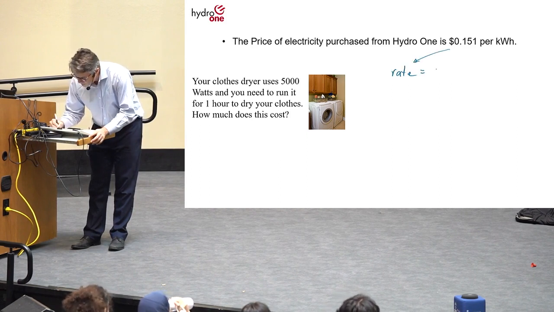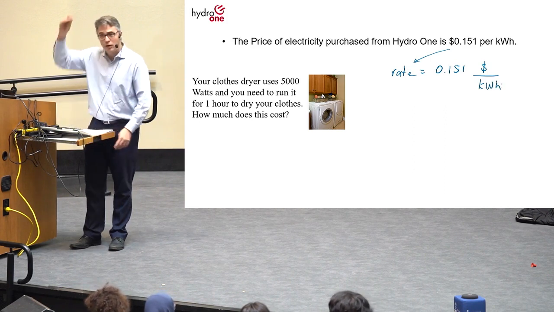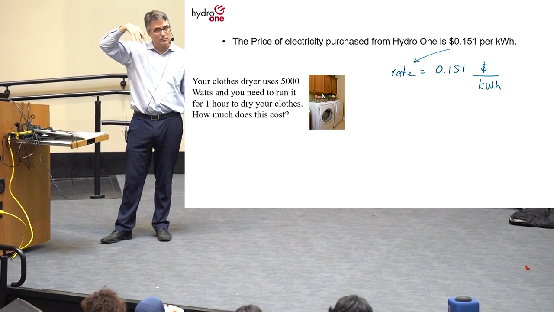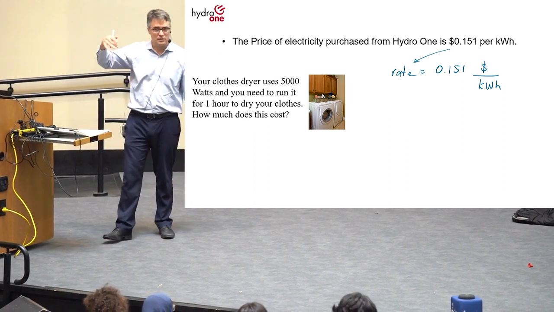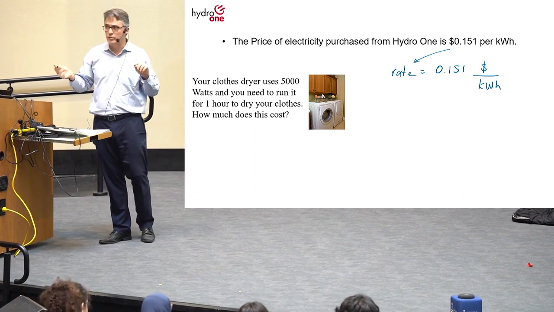The rate is 0.151. I would call that dollars per kilowatt hour. So you've got money on the top of the unit and then energy on the bottom of the unit. But it's not an SI unit, it's using this kWh as a unit of energy. Or 1 kWh equals 3.6 million joules.